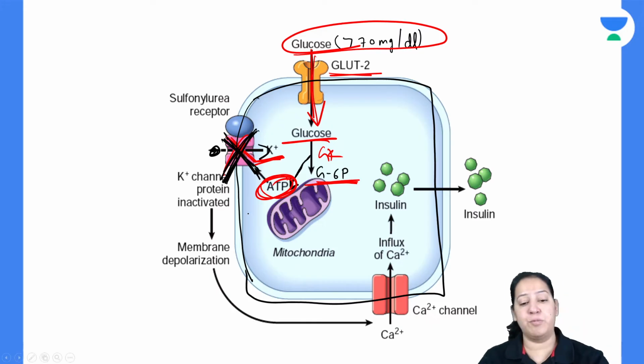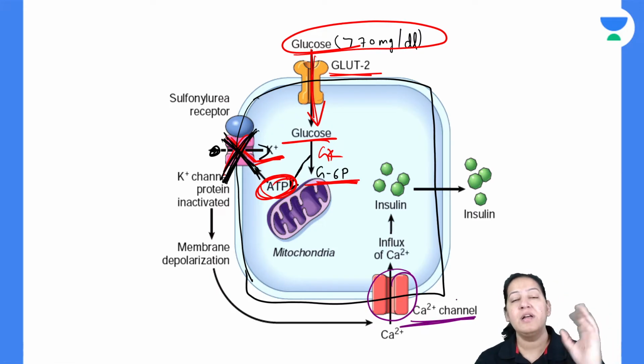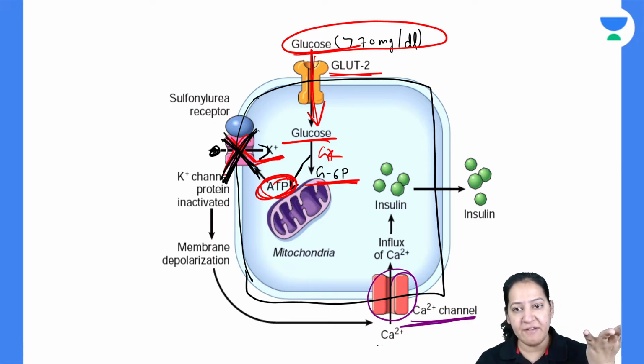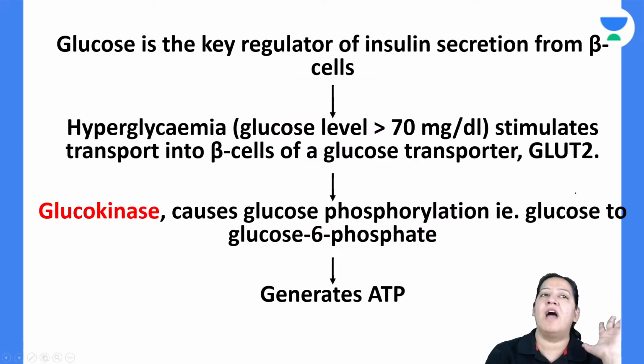Now the third transporter present on the cell membrane of the beta cell is the calcium channel. It will get stimulated because of depolarization of the membrane. Once it gets stimulated, influx of calcium takes place. Once the calcium comes in, it will push the insulin to go out and insulin will come in the blood. Have you got it? So the same story is written in front of you.